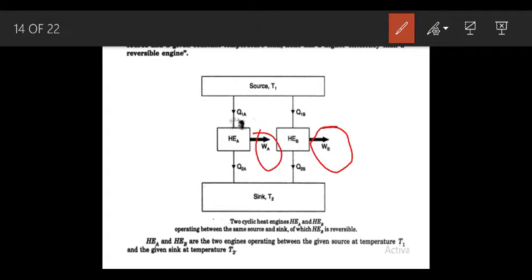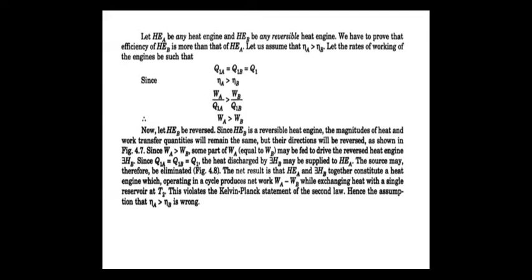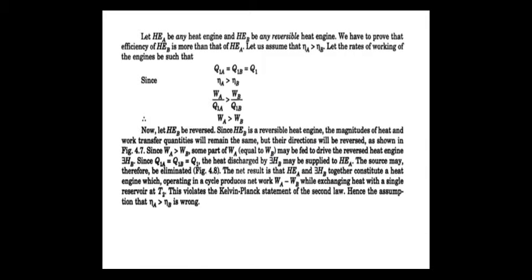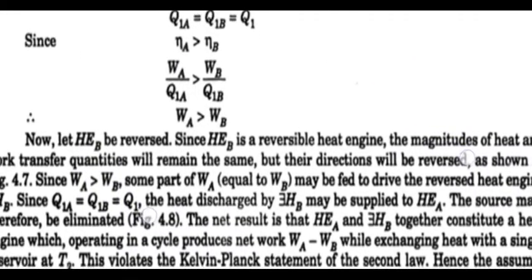We will be looking at the efficiency, and we will be proving that the work done WA is greater than the work done WB. For this we will assume that the efficiency of heat engine A is greater than the efficiency of heat engine B. When we assume this, we have to take into consideration that both operate between the same source and same sink. So Q1A and Q1B are taken as equal, that is Q1.